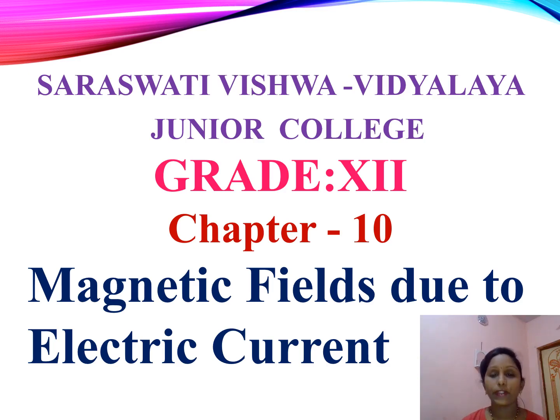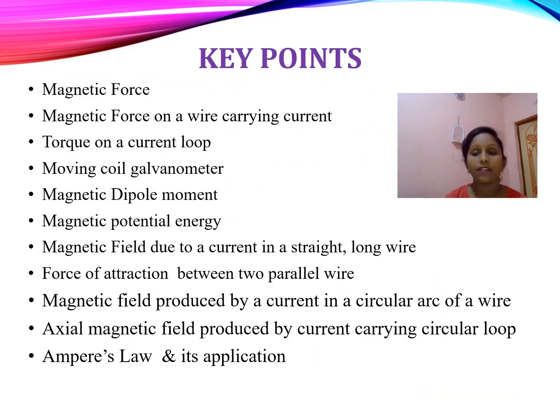Hello everyone. Today we are going to start chapter number 10, magnetic field due to electric current. We are going to discuss some of the key points: magnetic force on a wire carrying current, torque on a current loop, moving coil galvanometer, magnetic dipole moment, magnetic potential energy, magnetic field due to a current in a straight long wire, force of attraction between two parallel wires, magnetic field produced by a current in a circular arc of a wire, axial magnetic field produced by a current carrying circular loop, Ampere law and its application.